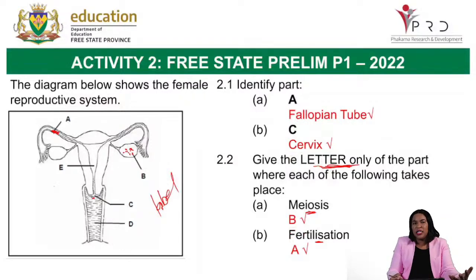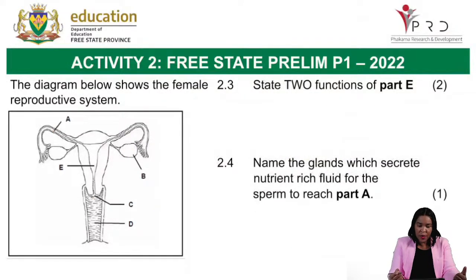So it's going to be easy for you to write those if you know the functions also of the parts. Remember, you don't just study the parts, you study also their functions. For you to get at least that 30%, that 40% mark in life sciences, you must know all your labels and their functions. Right. Continuing, state 2 functions of part E. So this is part E. Then you must have there in your label that part E is the uterus. Please write the scientific name. I know it's also called the womb, but just write the scientific name, which is the uterus.